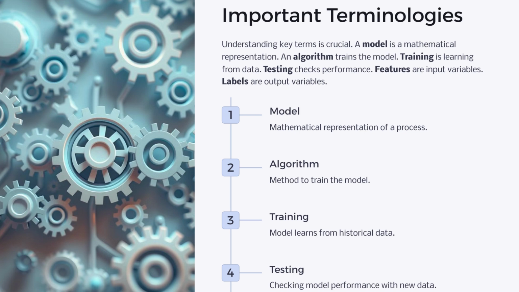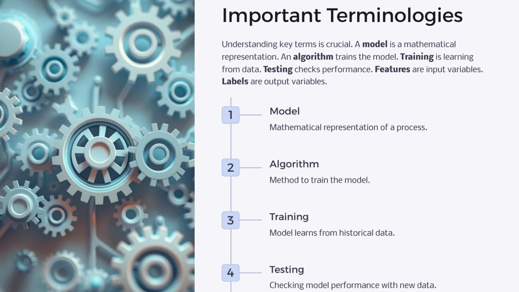Algorithm. An algorithm is a method or procedure used to train the model. It's the step-by-step approach the model follows to learn from data. Examples include linear regression, decision trees, etc. Training. This is the process where the model learns from historical data. You provide data, and the model finds patterns and relationships to understand how things work.